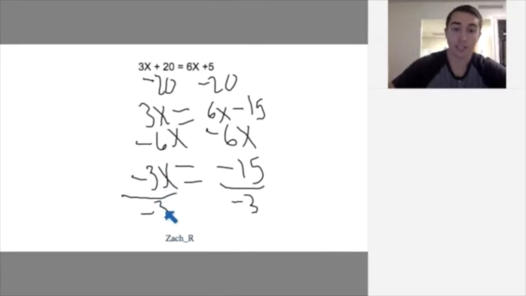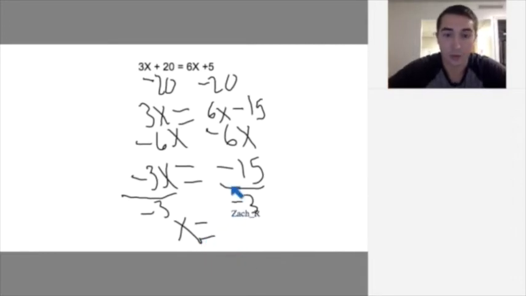So minus 3x divided by minus 3 is just going to give us our x. That x is going to equal minus 15 divided by minus 3, which is basically the same as 15 divided by 3. 15 divided by 3 is just 5. x equals 5 is our answer. So we've just solved our first algebraic equation.